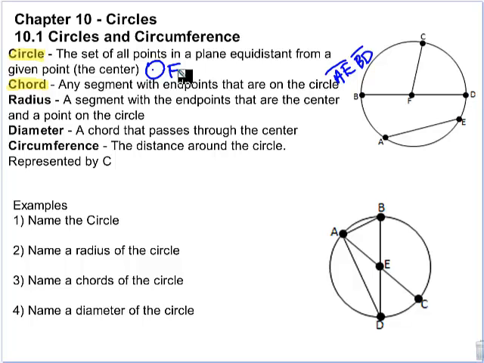A radius. You guys should know what a radius is, yeah? It's halfway, so it's a segment with the endpoints that are the center and then the point on the circle. So we've got a few radii here. CF would definitely be one of them. What's another one? CF, BF, and FD, yeah.